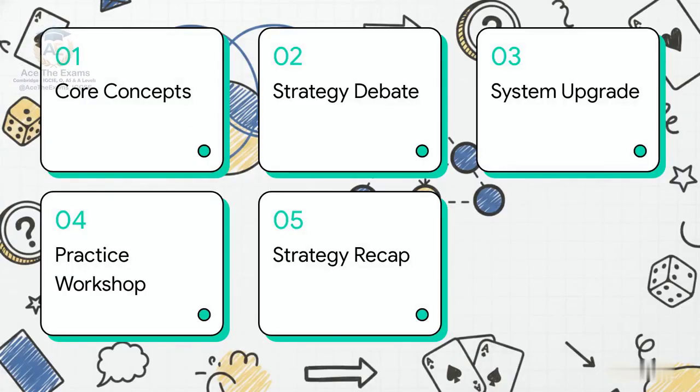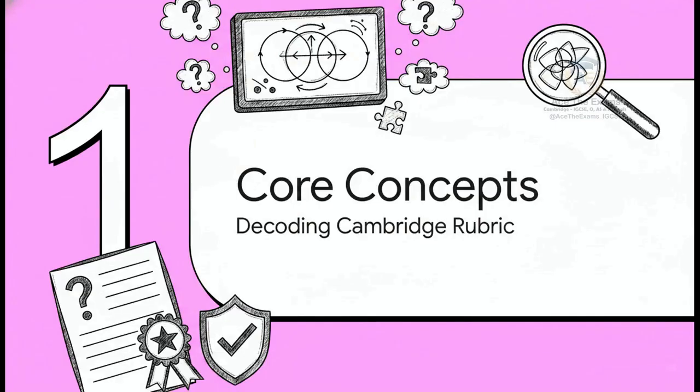First, core concepts and deconstruction. Second, the strategy debate. Third, our structural system upgrade. Fourth, an interactive practice workshop. And finally, the ultimate strategy recap. Let's jump right into Section 1, Core Concepts and Deconstruction, Decoding the Cambridge Rubric.